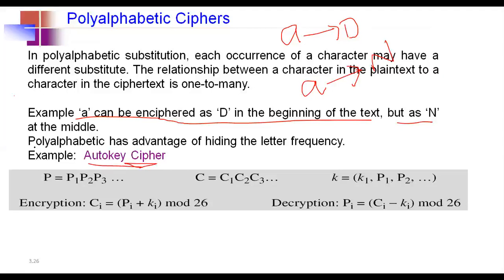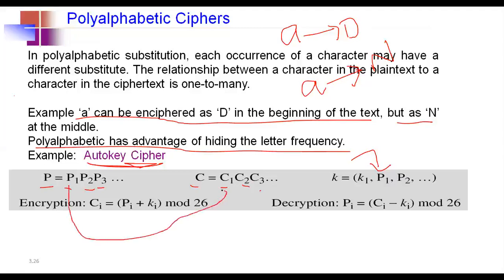So what is the advantage of polyalphabetic cipher? The main advantage is that it hides the letter frequency. So see this autokey cipher. In the autokey cipher, assume the plain text characters are P1, P2, P3 and the ciphertext characters are C1, C2, C3. So here I am using a set of keys, not only a single key. I am using this set of keys for converting each and every plain text character into the ciphertext character.